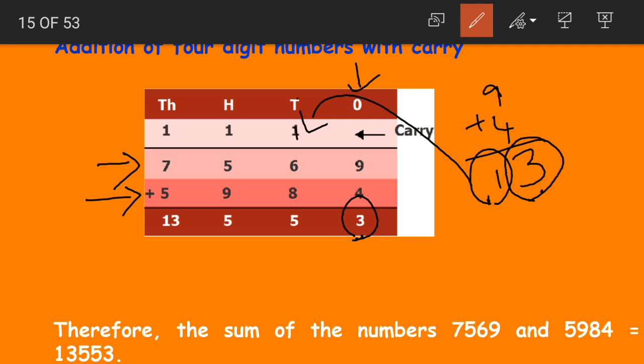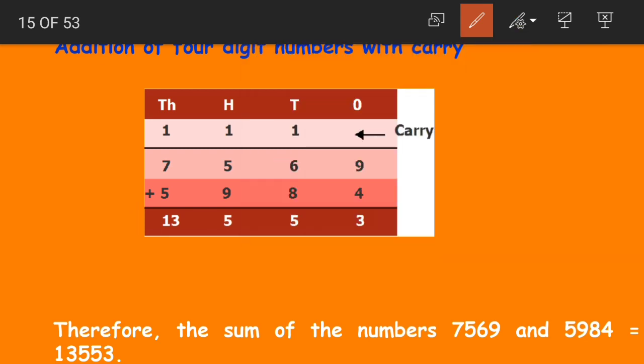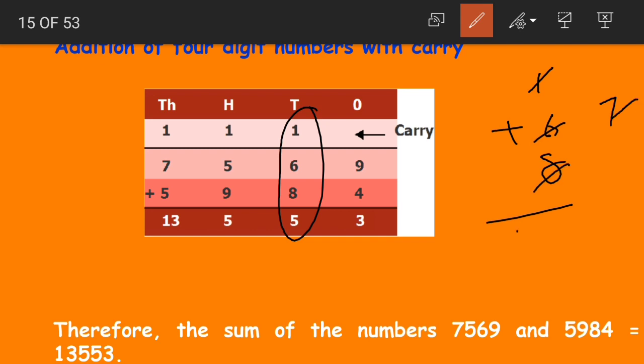Okay, coming to the tens place, we have 1 plus 6 plus 8. Now 1 plus 6 becomes 7, and 7 plus 8 becomes what, children? 7 plus 8? 15. Now when we have 15 here, again the digit in ones place is 5. So we write 5 here, and the extra digit which is in the tens place we will carry to the next digits, which are in the hundreds place. We wrote 5 down here and we carried 1.